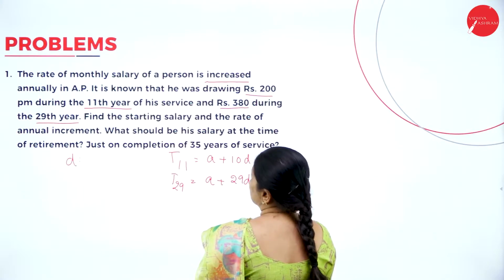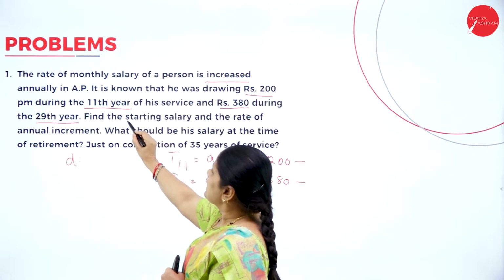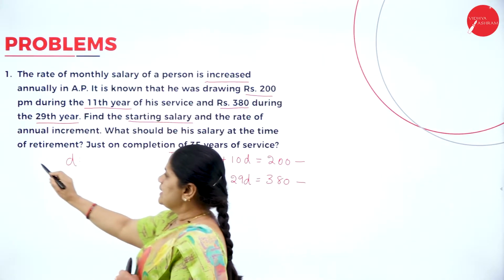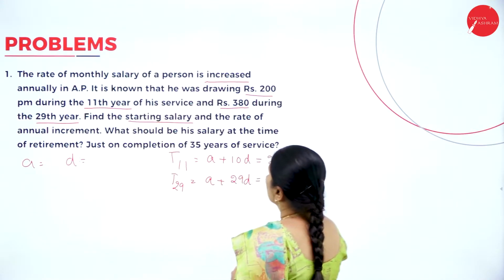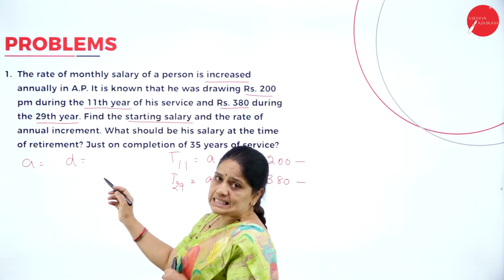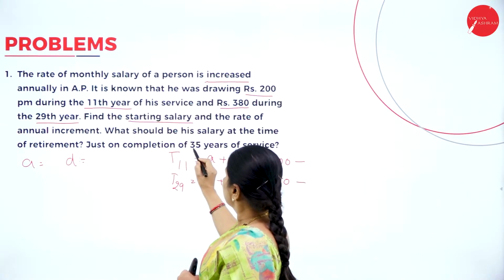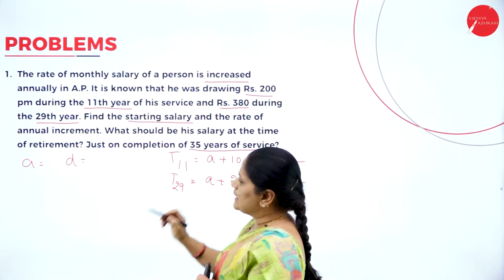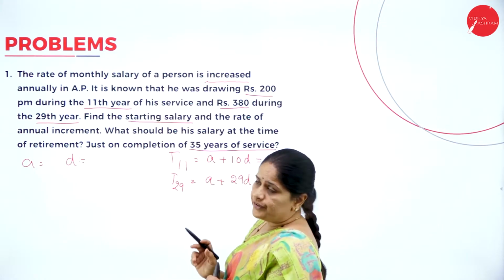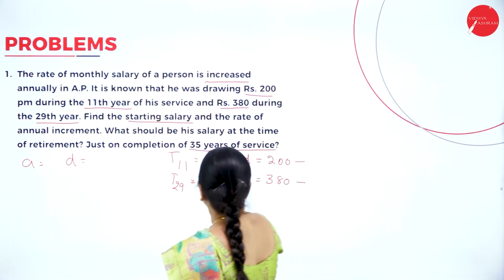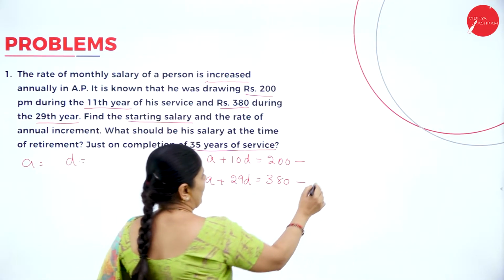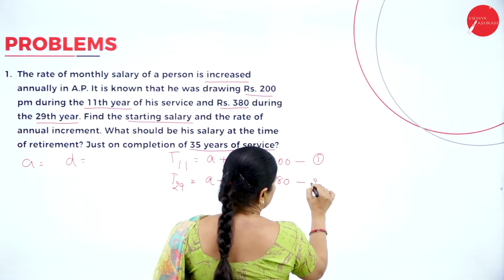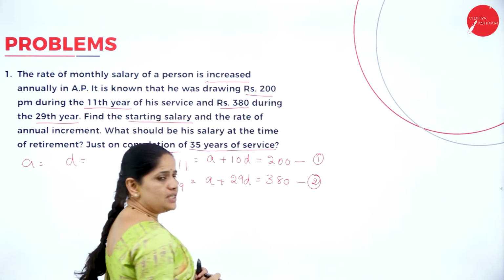They have asked us to find the starting salary. What is A, the starting salary? And we also have to find out what is D, and what will be his salary at the end of the 35th year. So, T11 equals A plus 10D, this is equation 1. Then T29 equals A plus 28D equals 380, this is equation 2.